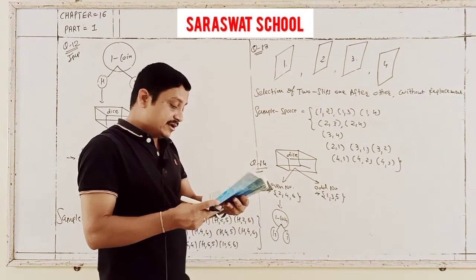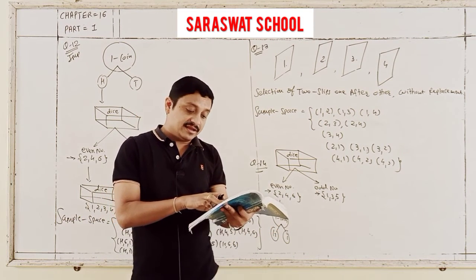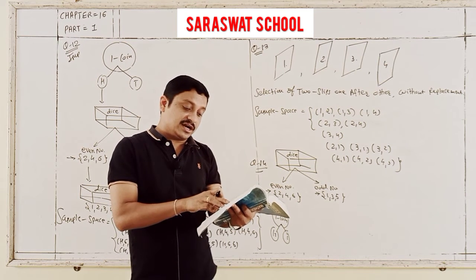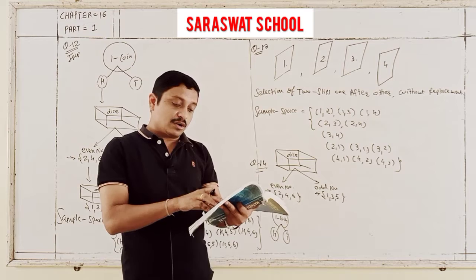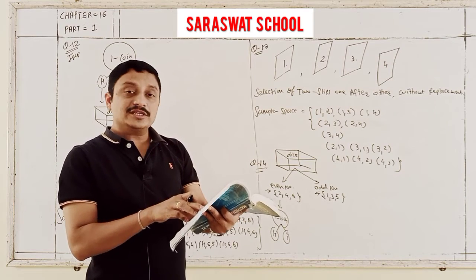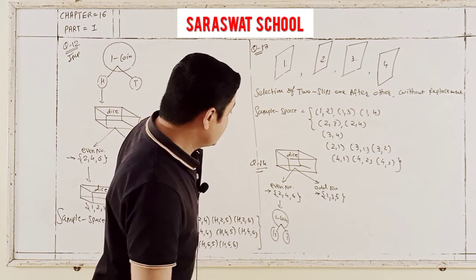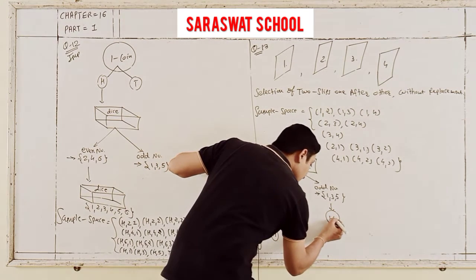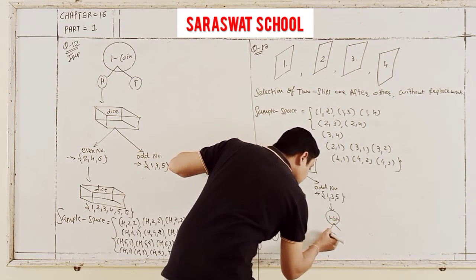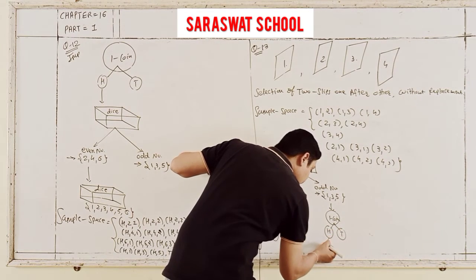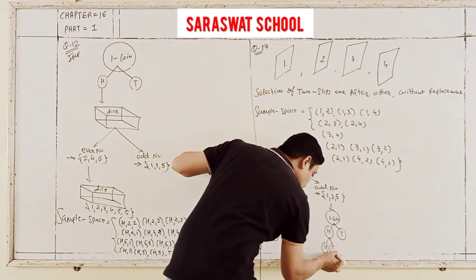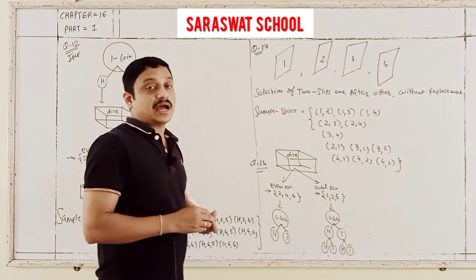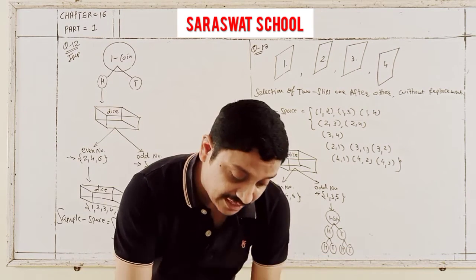And again I read: rolling a die and tossing a coin. If the number on the die is even, the coin is tossed once. If the number on the die is odd, then the coin is tossed twice. Here the coin is tossed twice, which means head tail, again head tail, two times tossed, that's why head tail. And now I will show my final answers.